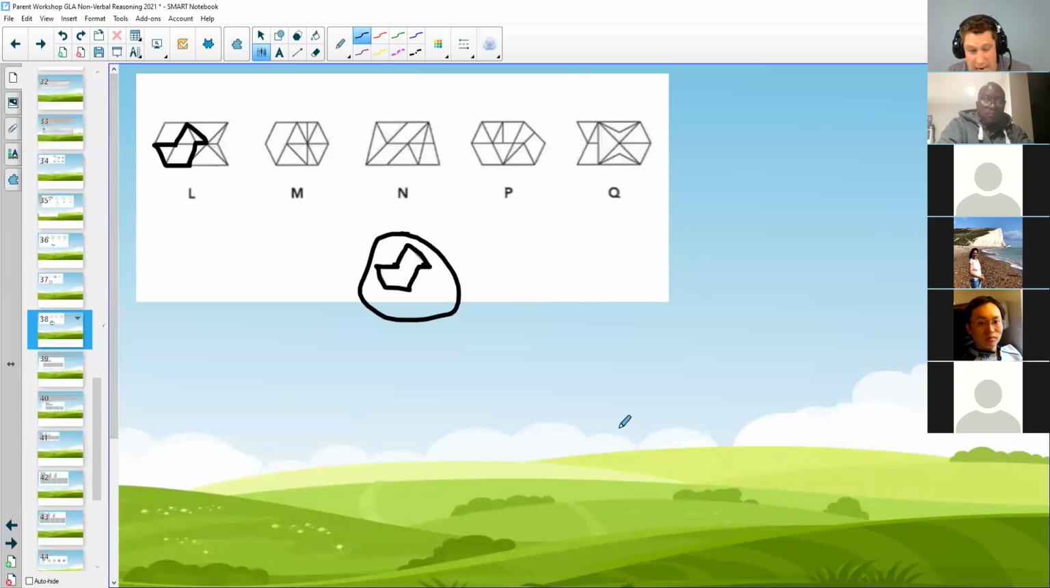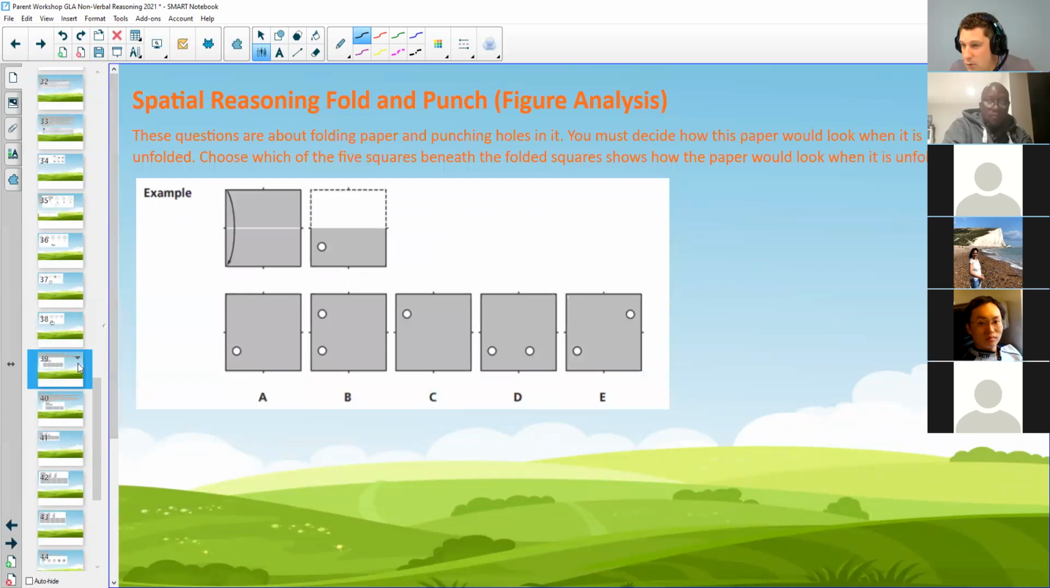So that's hidden shape. Hope that's given you a little bit of an overview of that one. We're now going to move on to, again, another very common question type within CATS test, but also the 11+ as well. It is a spatial reasoning one. This is called figure analysis. And what children have to do is imagine what happens when a piece of paper or a square bit of paper is folded and then it's punched.